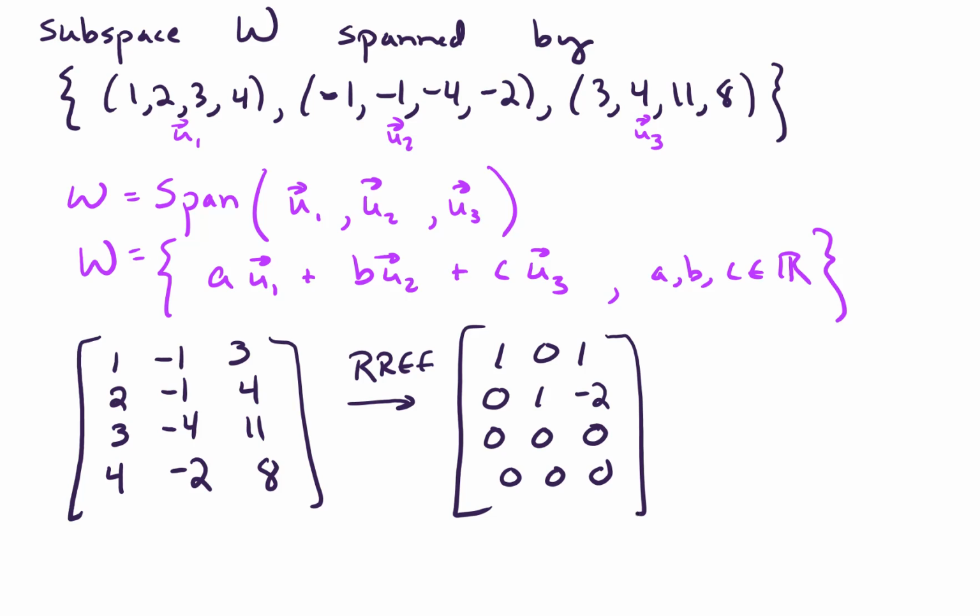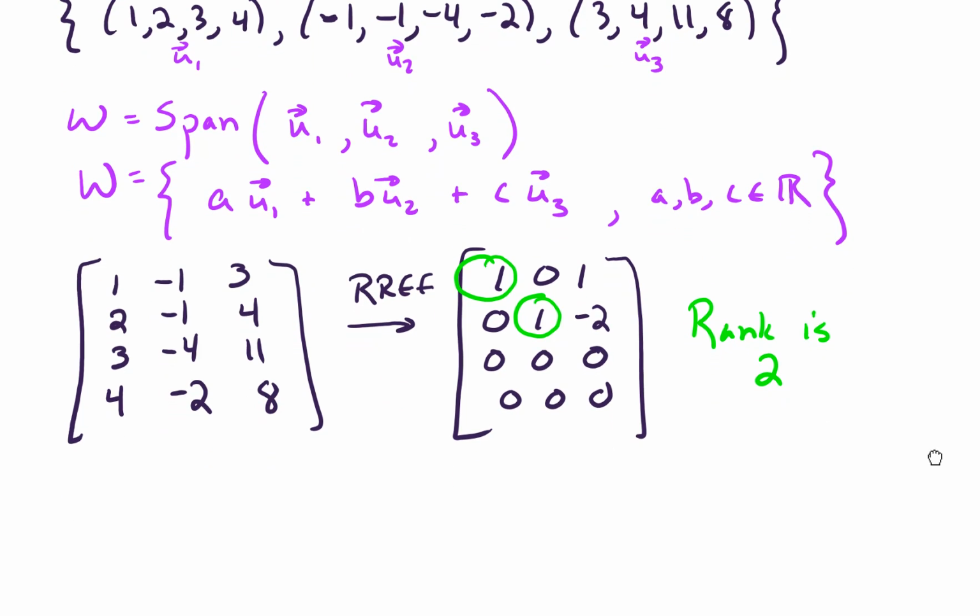Okay, and what this tells us is that we've got two leading ones. This tells us that the rank of A is 2. In other words, we're looking at W being a dimension 2 subspace of R4. It also tells us that we've got some redundancies in here. We've got 3 vectors, but these 3 vectors only span a dimension 2 space. They span some sort of plane that lives in R4.